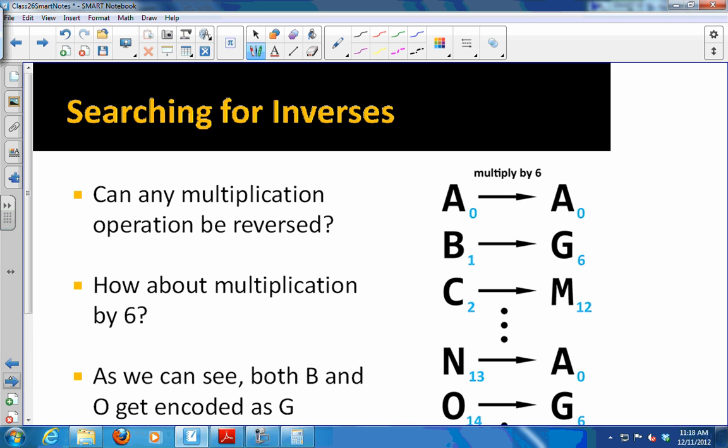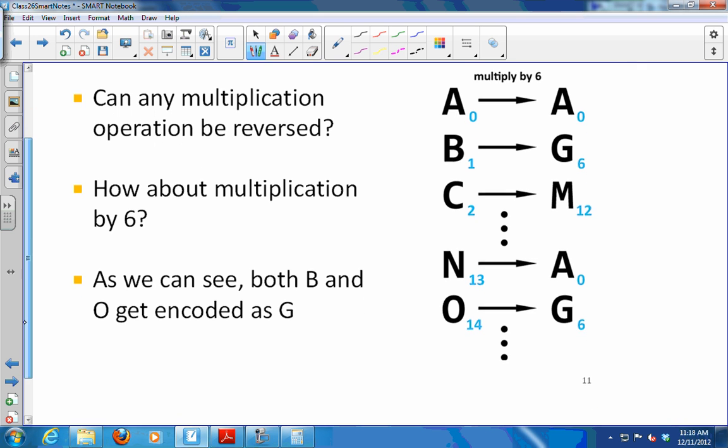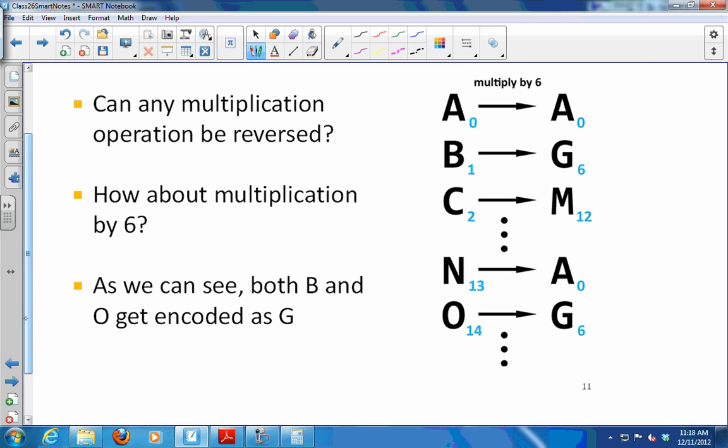So the way you figure it out is first you have to know that it's reversible. First you have to know that there is a number that you can multiply by that will get you back to where you started. So let's see what happens if we do multiplication by 6. If we take each letter of the alphabet and multiply by 6, it turns out that B and O will both be encoded as G.